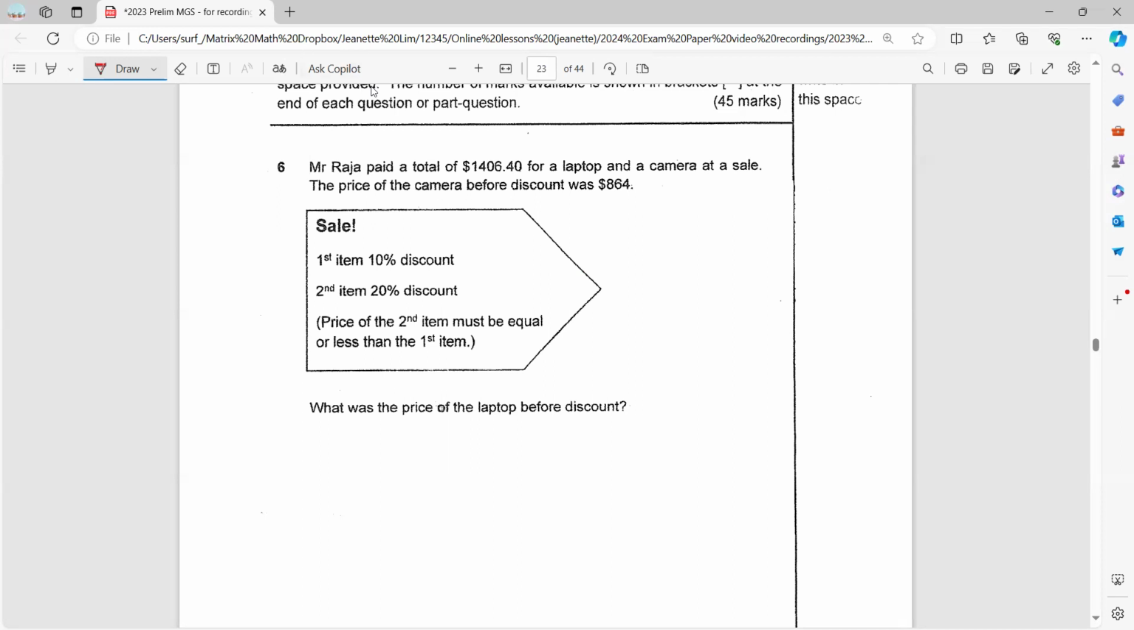So assuming they have different prices, then this one will be the more expensive one. The second item must be equal or less, so this one is the cheaper one. So with $864, let's take it as the first item. So what happens if the camera is the first item? Basically, we are saying that the camera is the more expensive one before discount.